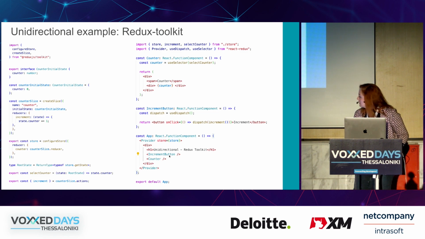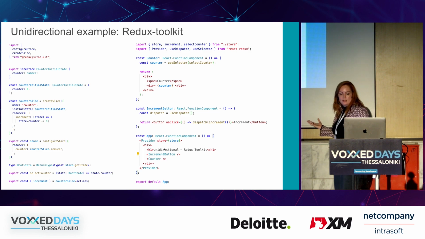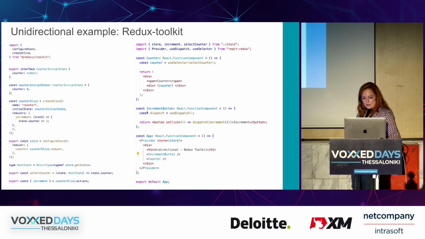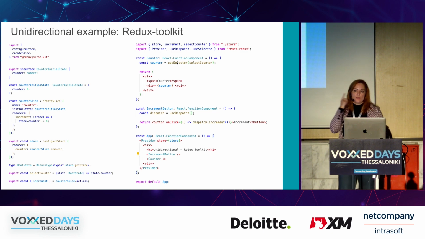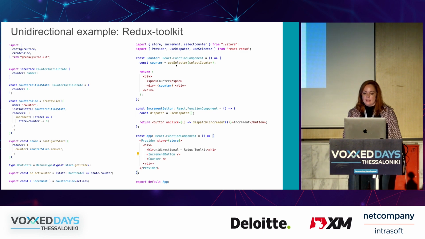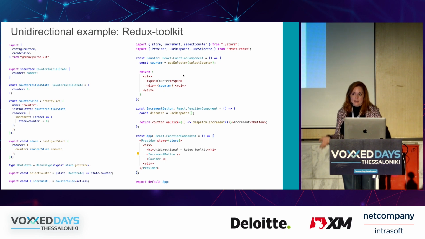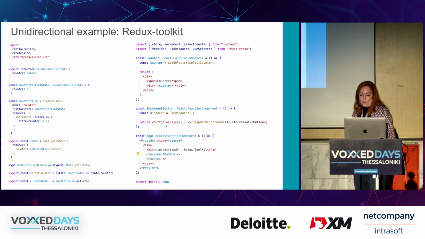You can see on the bottom part how we inject the store in our application. And then on the consumption layer, for example on the counter component, we read the value through the useSelector hook. The useSelector listens to the store for when the counter value has been updated, and only when this has changed, it re-renders itself. When we want to update the counter again, we click on the button and we dispatch.